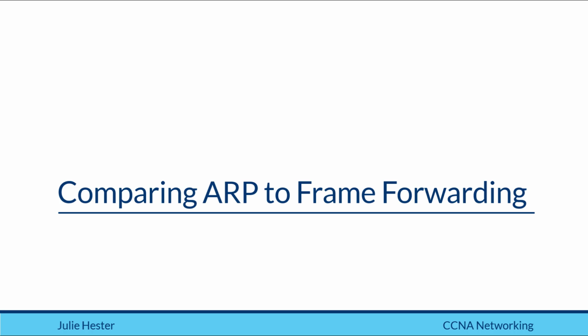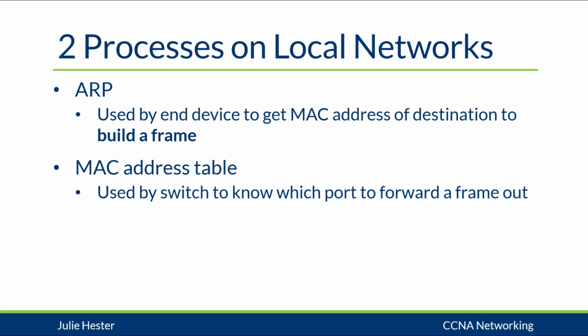Now that you have learned about frame forwarding and ARP, let's compare both of these processes. Each of these processes are used on local networks. It's easy to confuse them, but they have different purposes. ARP is used by end devices that need a MAC address to build a frame, whereas the MAC address table is only used by switches. It is used to know which port to forward a frame out.